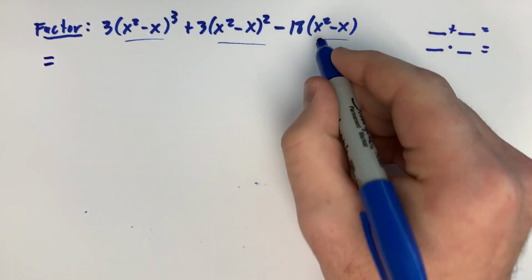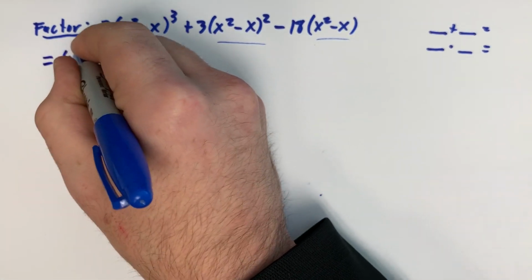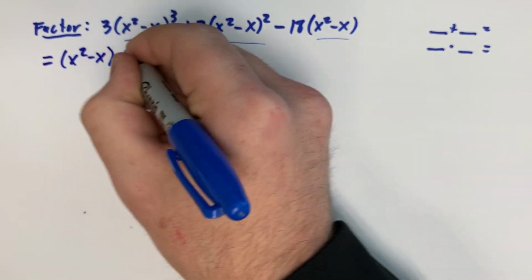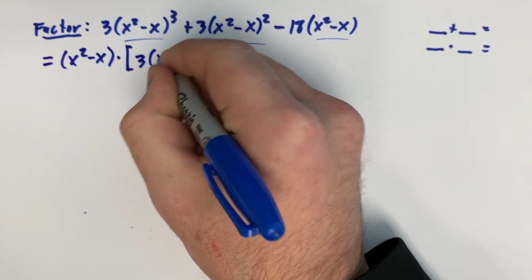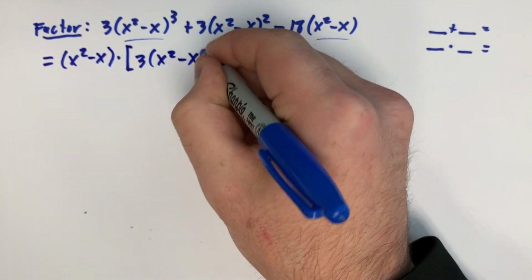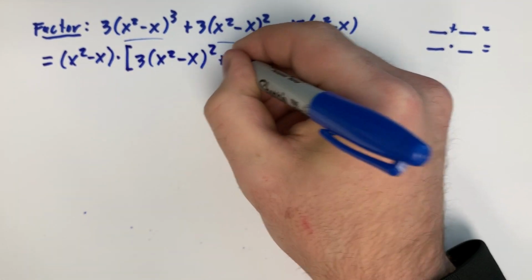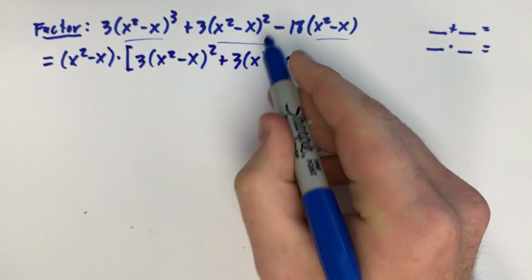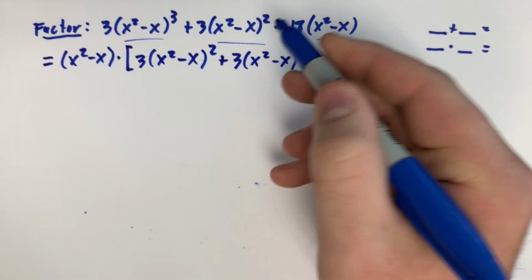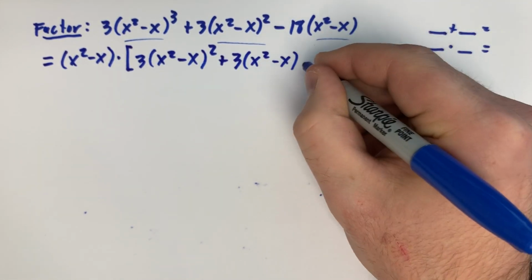So what do I get? I'm going to first factor out an x squared minus x from all three terms. So this gives us x squared minus x times 3 times (x squared minus x) squared, because I only took one away from this guy, plus 3 times (x squared minus x), and I had 2 here and I took 1 away, so I'm left with only one of them. So I won't write anything up here, I'll just leave this as is.